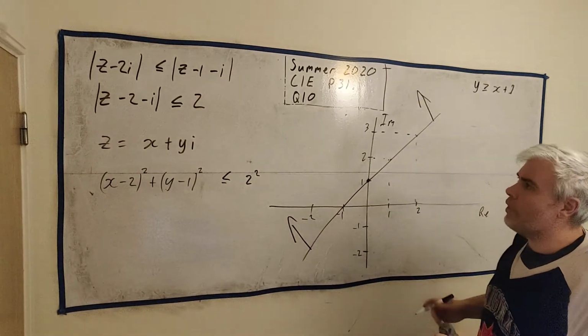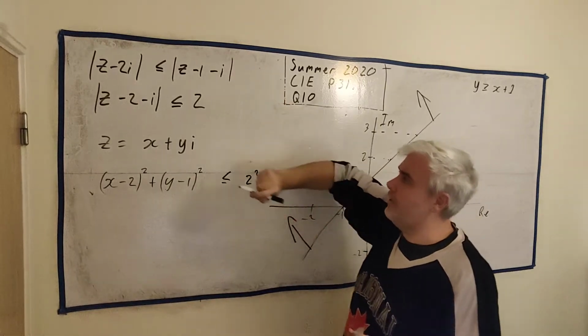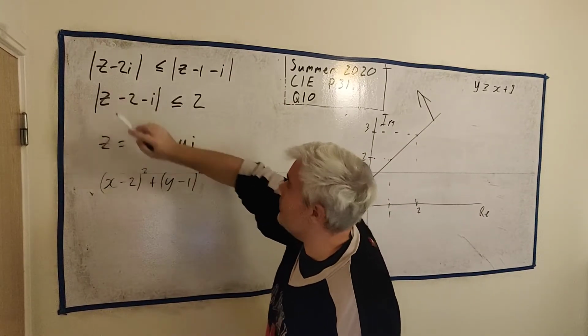Just to point out, the quicker way to have got this, when you get used to it, is to notice that this is x minus 2i.